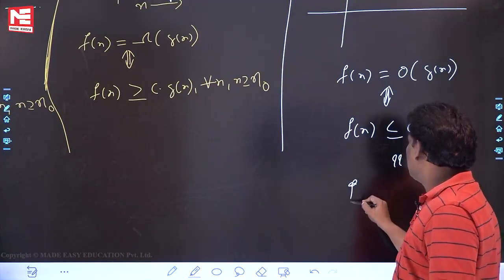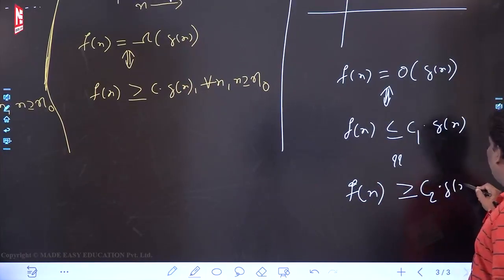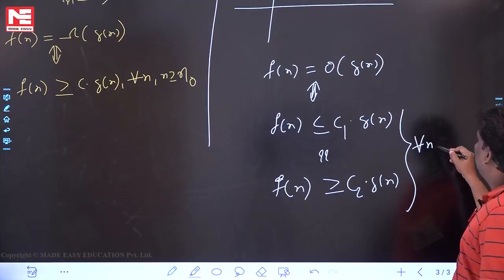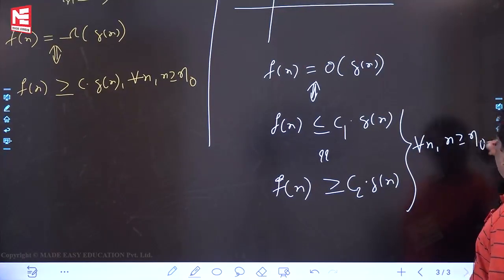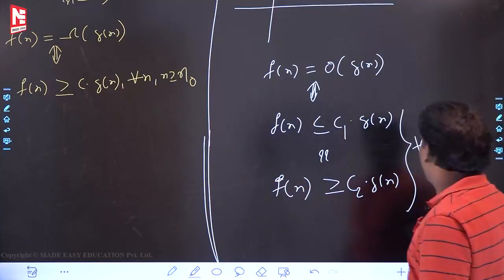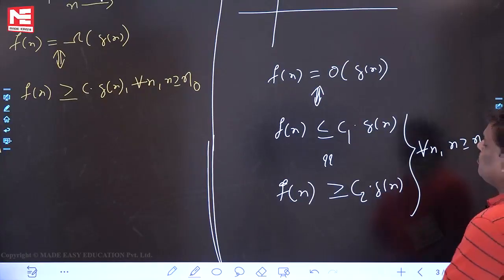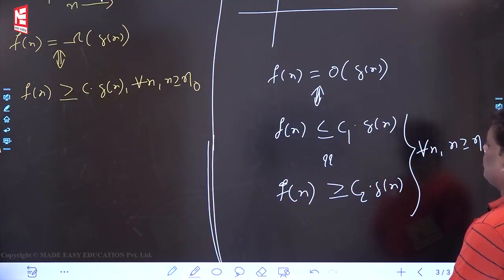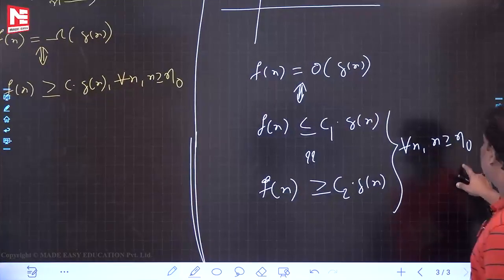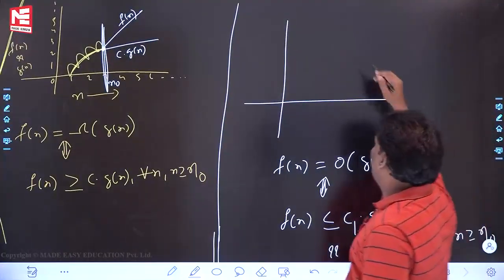One more thing I am saying, just listen: f of n is greater than or equal to some c2 into g of n, for all n where n is greater than or equal to n0. So f of n is theta of g of n if and only if f of n is less than or equal to some c1 into g of n, and f of n is greater than or equal to some c2 into g of n, for all n where n is greater than or equal to n0. This is the definition, everyone knows. The same thing I am doing in the form of a diagram. Please see this.